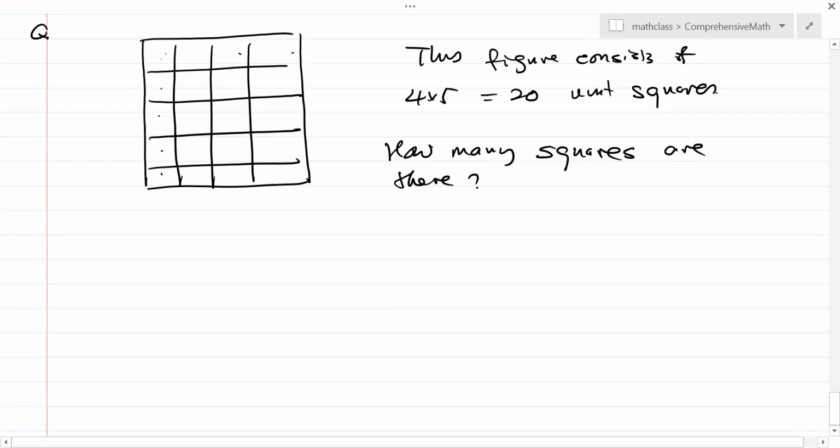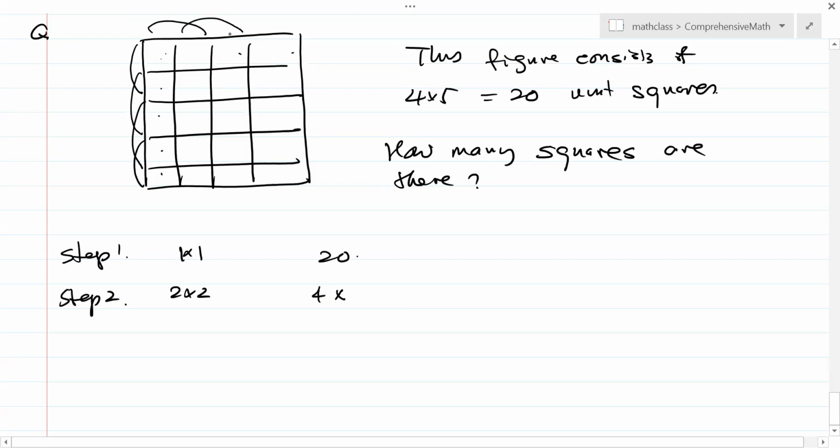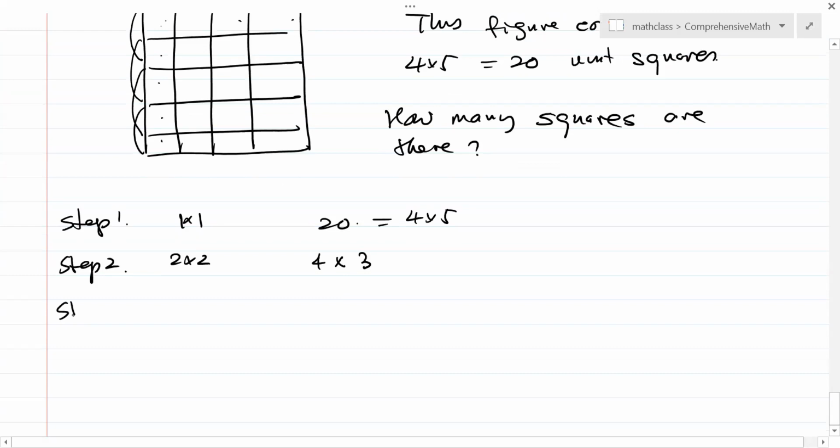So this slide is different. You just need to count those squares, unit squares. So step one, you count one by one squares. Then clearly it's going to be 20, okay? Step two, you count two by two squares. There are horizontal lines, one, two, three, four. That's four times. It's the same here, one, two, three, right? It's three. And this is actually four times five. So you will see the pattern, it just decreases.